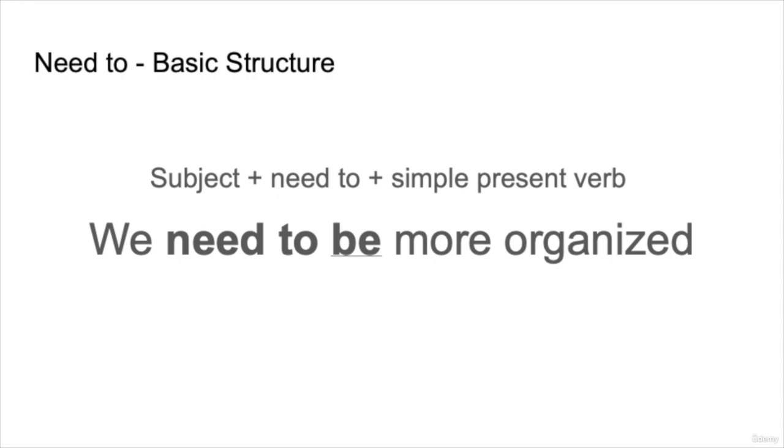Finally, we arrive at need to and its basic structure. So we form need to in the same way that have to is formed. So a subject, need to, and a simple present verb. For example, we need to be more organized. Again, should is the only one in this section that doesn't need to.